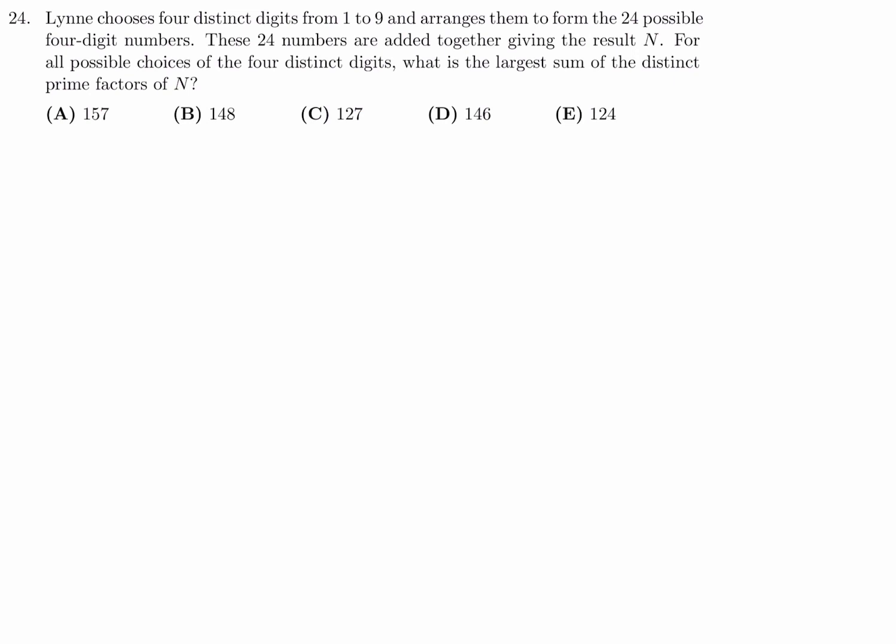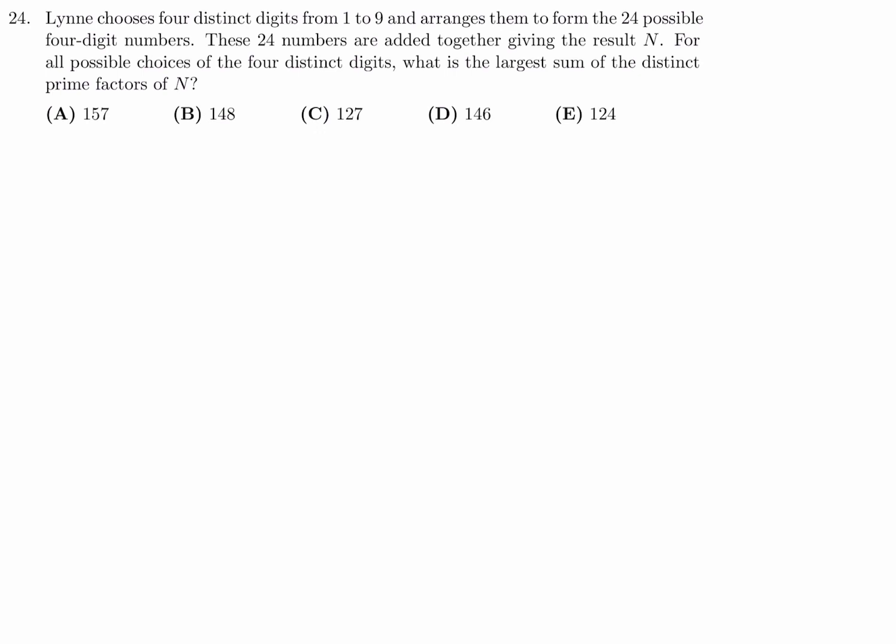Lynn chooses 4 distinct numbers 1 through 9 and arranges them to form the 24 possible 4-digit numbers. These 24 numbers are added together to give the result n. For all possible choices of the 4 distinct digits, what is the largest sum of the distinct prime factors of n?